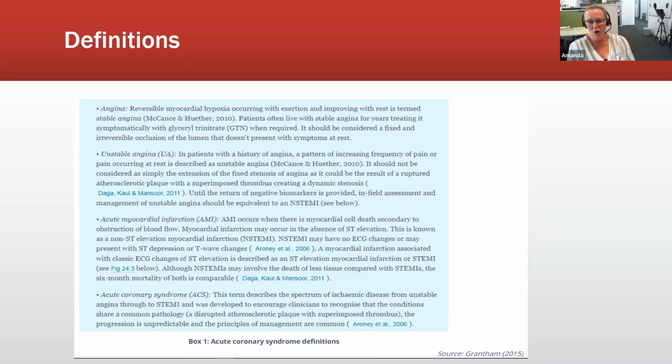And then acute coronary syndrome is the term that describes all of these things: the ischemia, the infarction, and the unstable angina. So any questions about any of those terms?